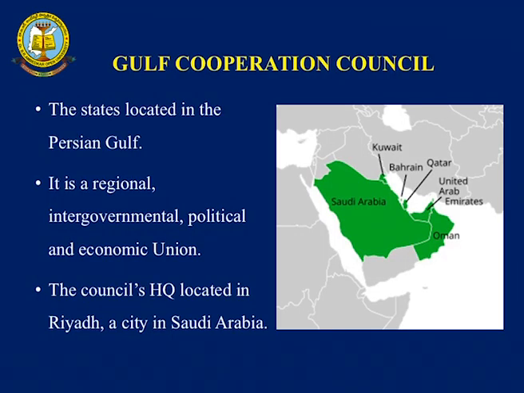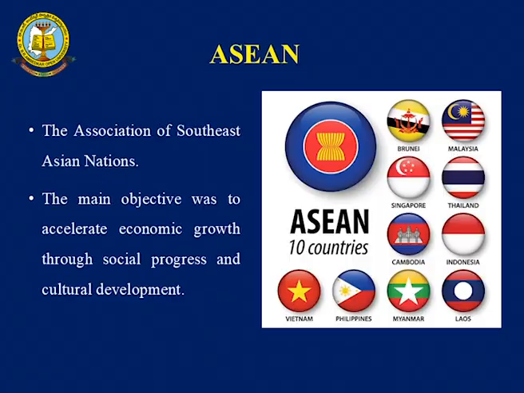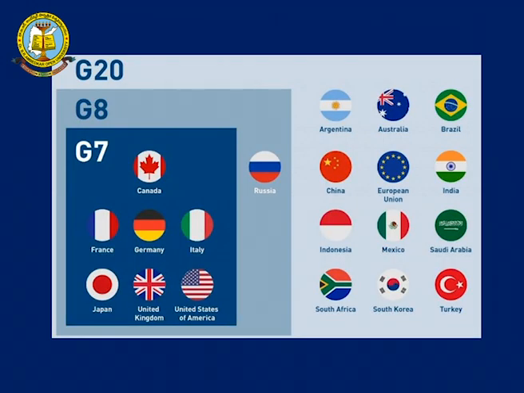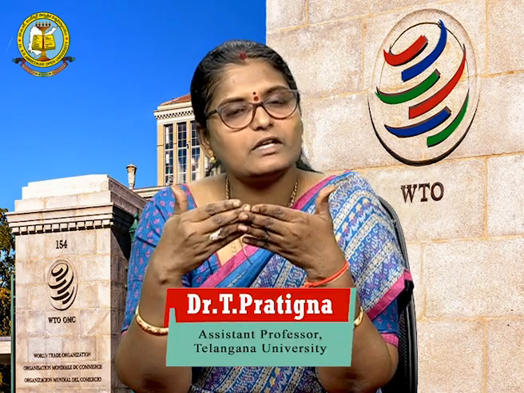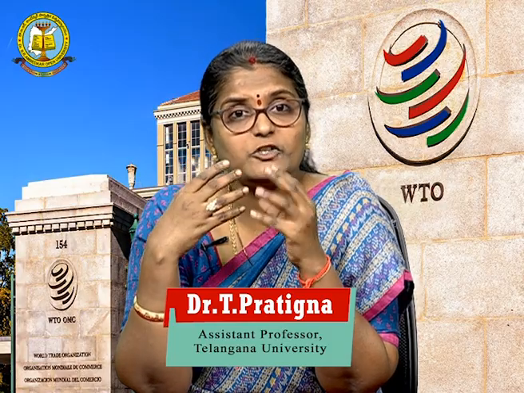The EU has a single internal market with 27 countries. The Gulf Cooperation Council has 6 countries, with its headquarters located in Riyadh. SAARC has 8 countries and stands for the South Asian Association for Regional Cooperation, an intergovernmental organization. Then there are ASEAN, RCEP, BRICS, G7, G8, G20 and so on. Now we have discussed the different types of trade, the basis of international trade, the components of international trade, how the WTO was established and what its objectives are. Thank you so much.